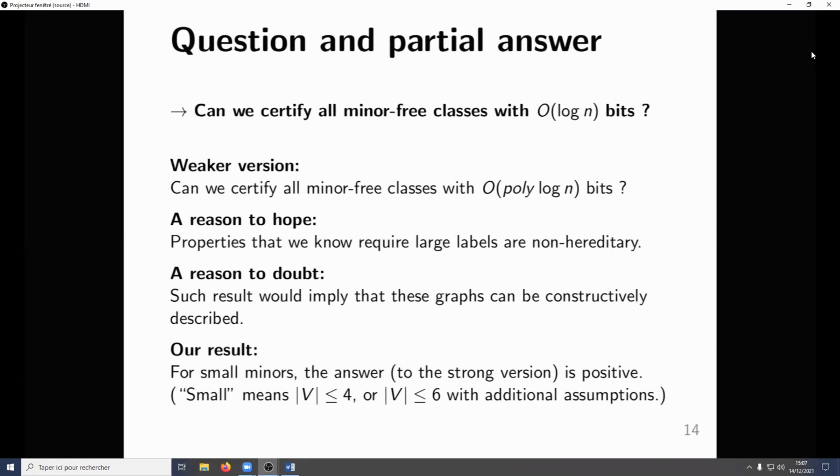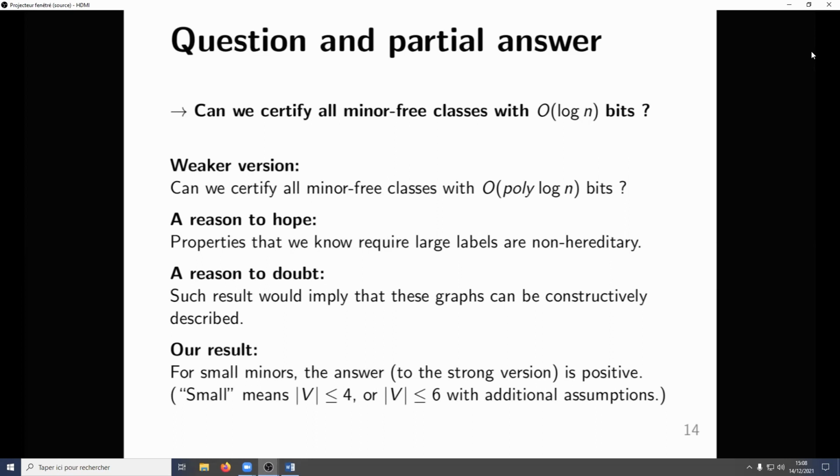Before I go into the details, or even our results, I'd like to highlight why it could be true, and why it could be wrong. One reason to hope that this is true is that there are graph classes for which we know that this is not true. But these graph classes have a different flavor because they are not hereditary. Hereditary means that if I have a graph class and I take a graph and remove a vertex, for example, do I still have a graph that is in my class? If this holds, then it's hereditary, and if it does not hold, then it's non-hereditary. Minors are on the hereditary side, and the graph classes that we know require large labels are on the other side. So at least when you start with this conjecture, it's not immediately wrong.